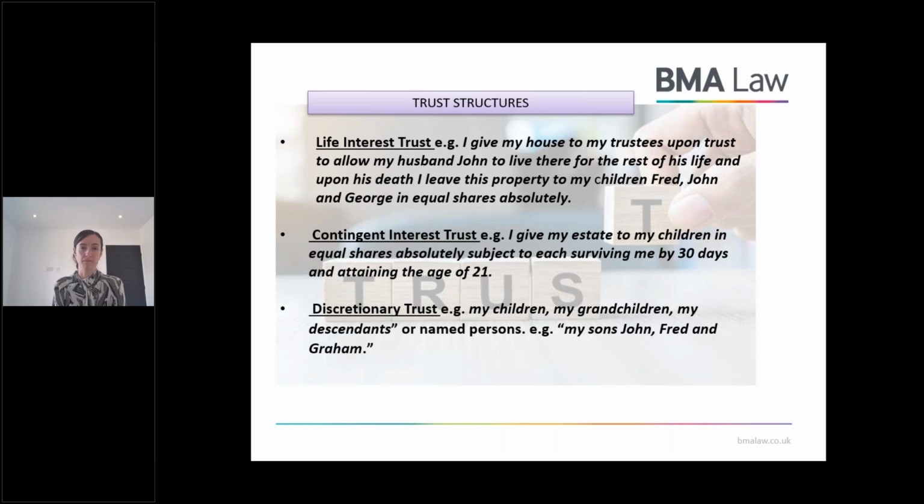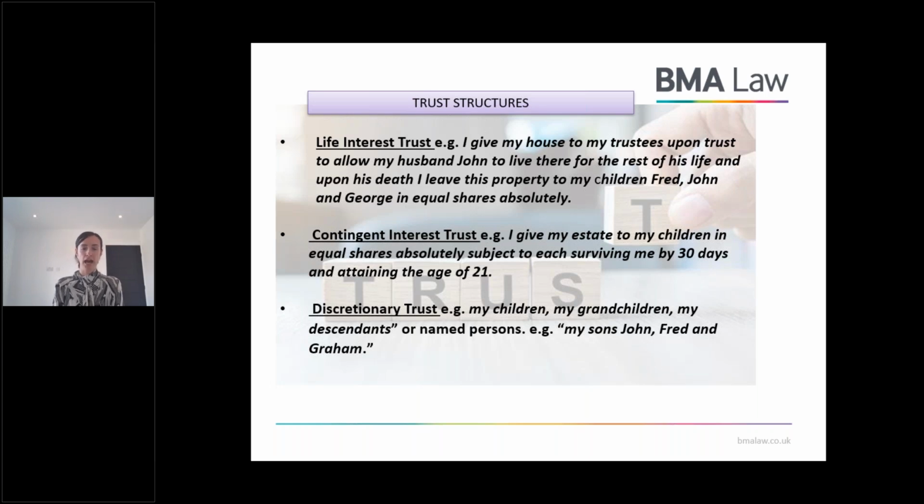So firstly, a life interest trust. So for example, I give my house to my trustees upon trust to allow my husband John to live there for the rest of his life, and upon his death I leave this property to my children, Fred, John and George, in equal shares. So we're achieving two things there.